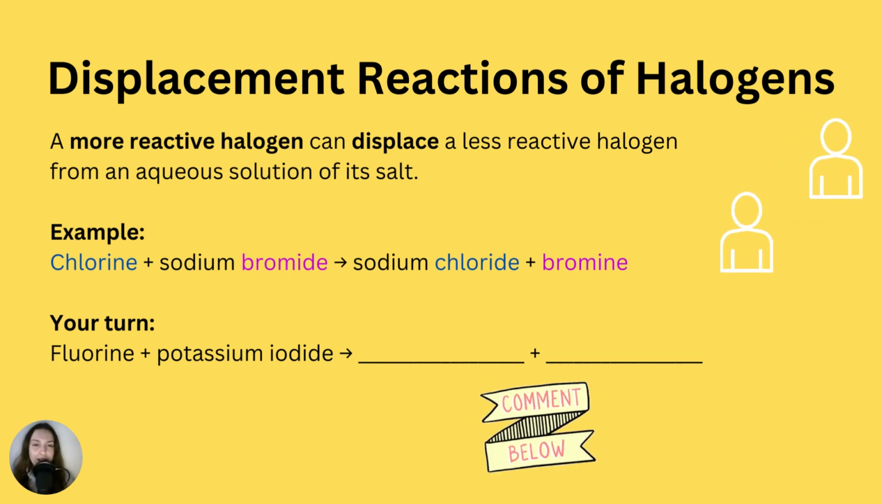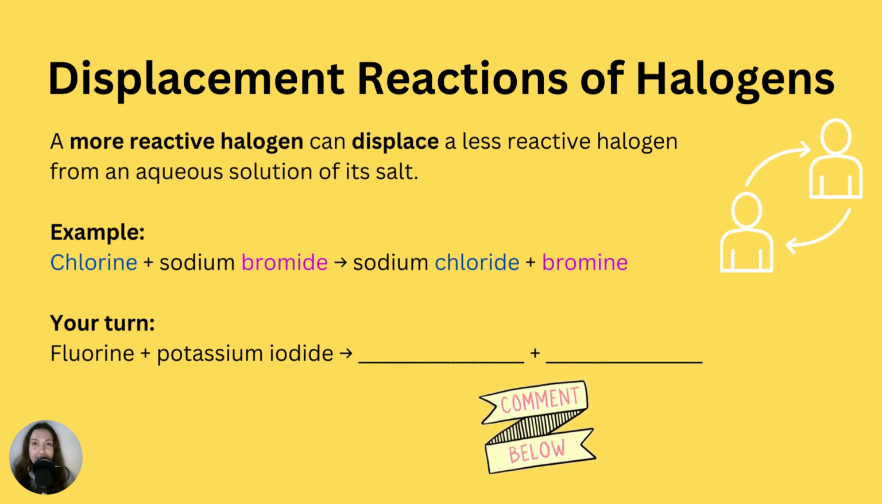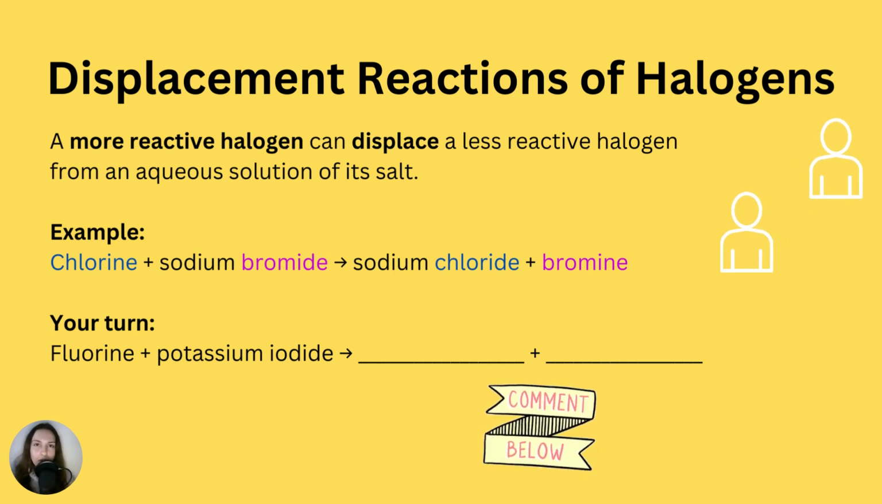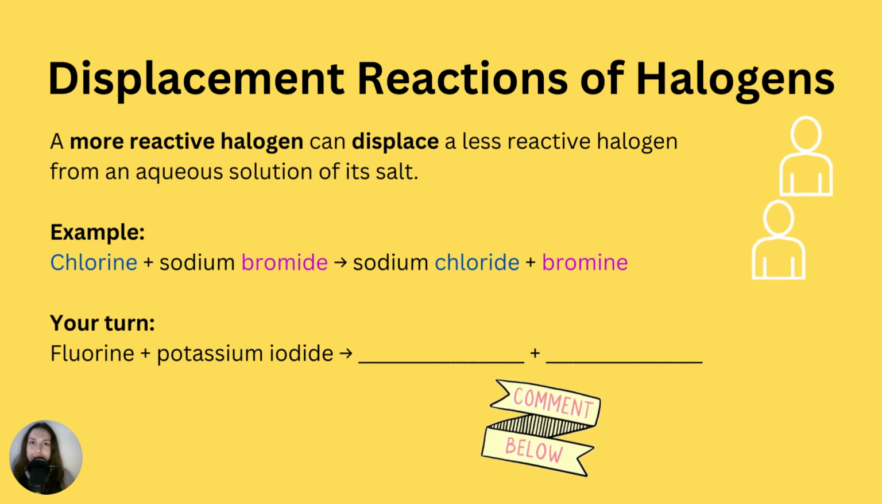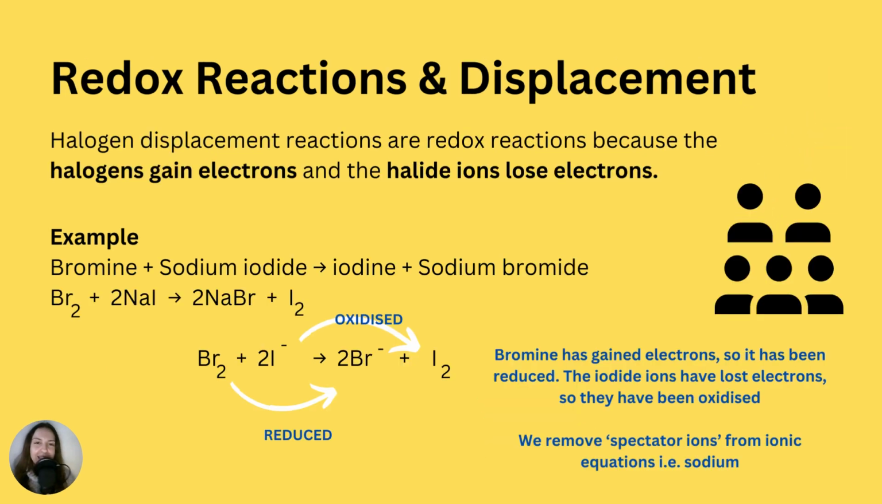Now, there's another example here. Have a go at it. What do you think? If fluorine reacts with potassium iodide, what do we think the products will be? As a clue, which one, iodine or fluorine, is more reactive? And therefore, will the fluorine displace the iodine? Answer below. I'd love to hear from you.